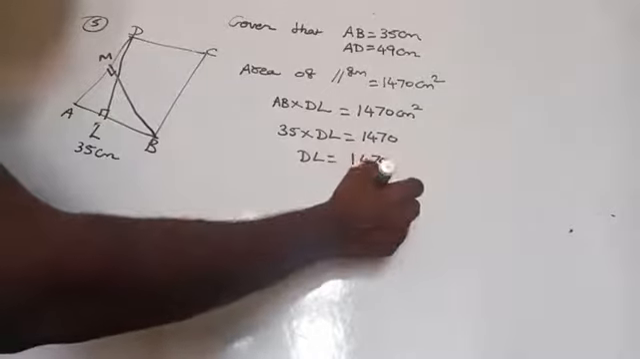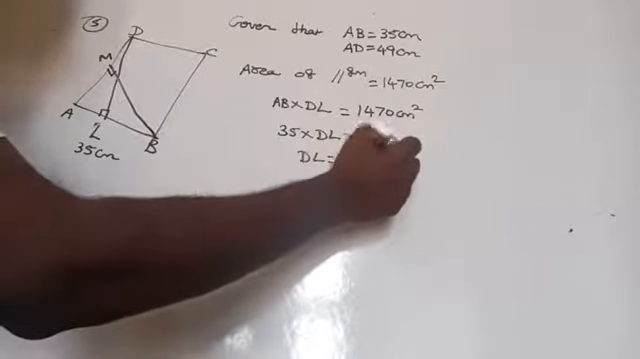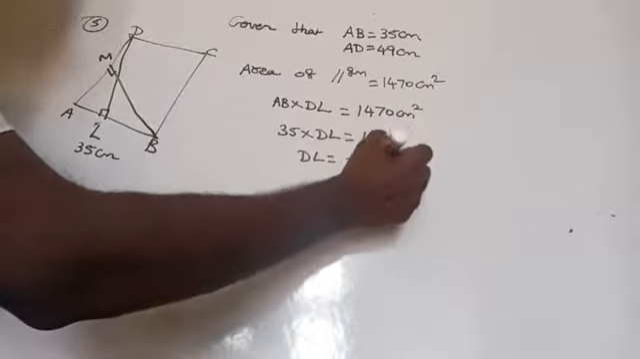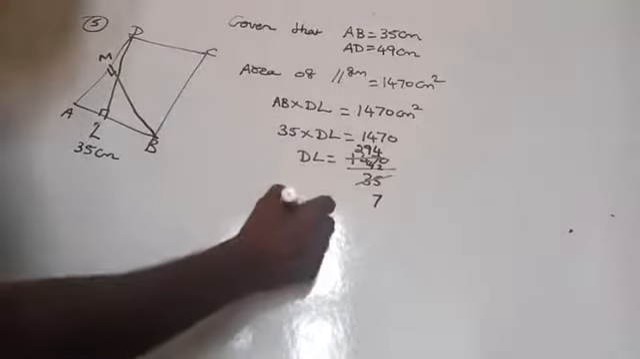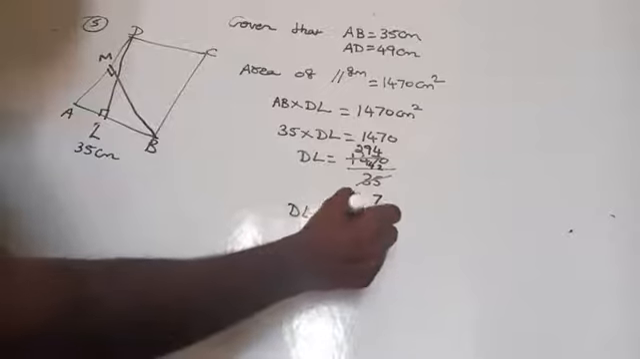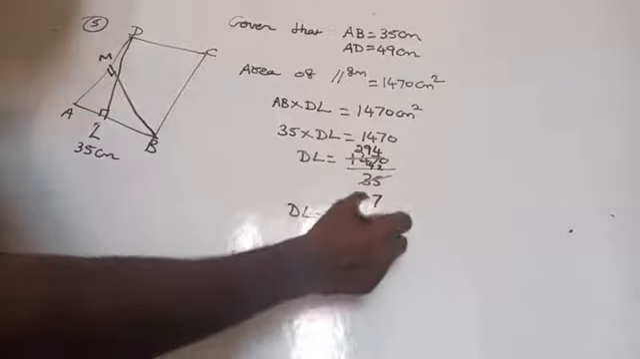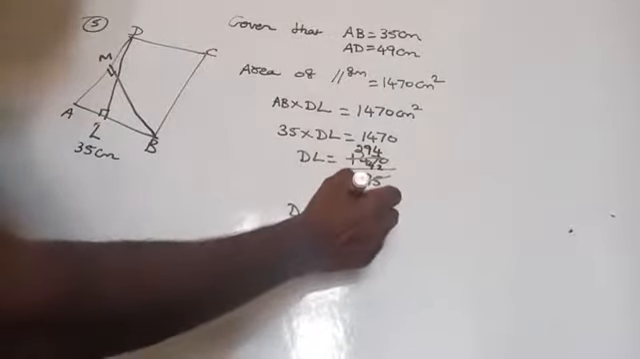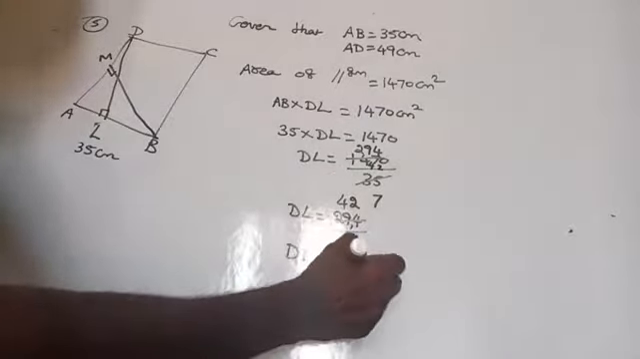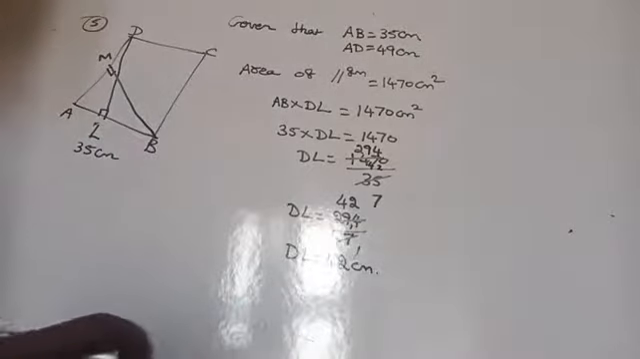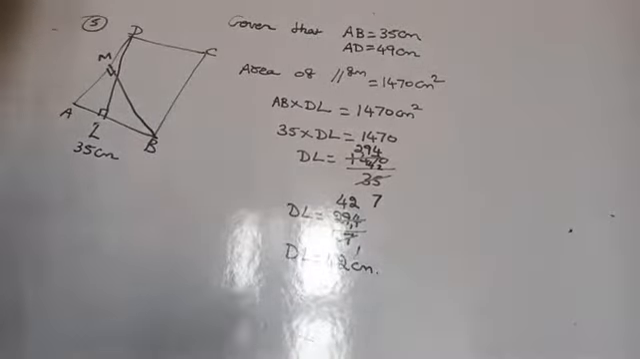It goes with 7 table. 7 5s are 35, 2 5s are 10, remaining 4, 9 5s are 45, remaining 2, 4 5s are 20. Am I right here? That is DL equal to 294 by 7. I think again it goes with 7 table. 4 7s are 28, remaining 1, 2 7s are 14. Then DL is equal to 42 centimeter.